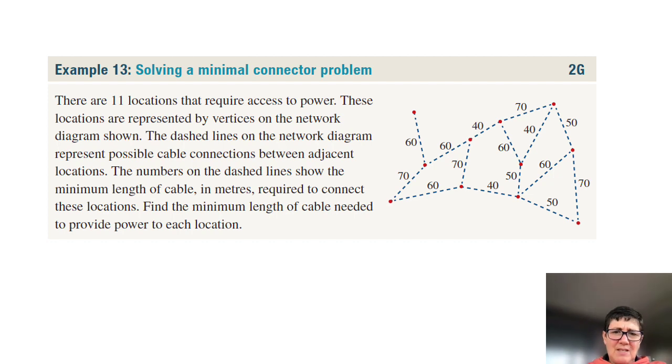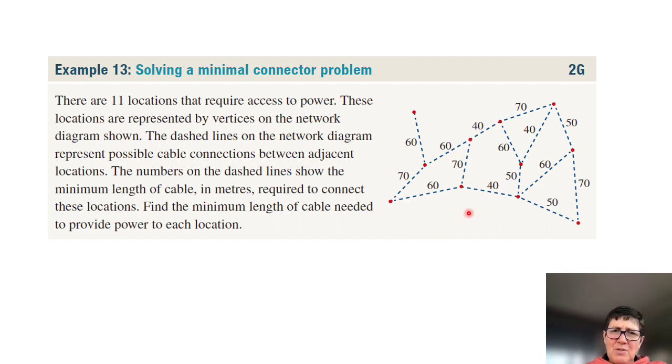Here's the only example out of the textbook. There are 11 locations that require access to power, and these are all the vertices on the diagram. The dashed lines on the network diagram represent possible power cable connections between the different locations. The number on the dashed line shows the minimum length of cable in meters required to connect the locations. Find the minimum length of cable needed to provide power to each location.